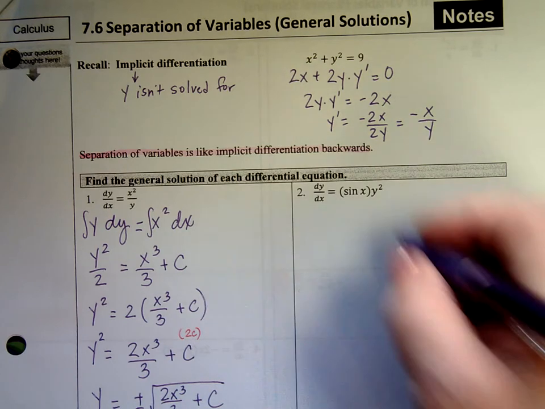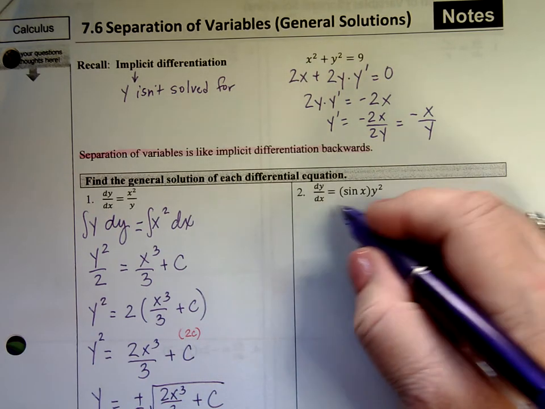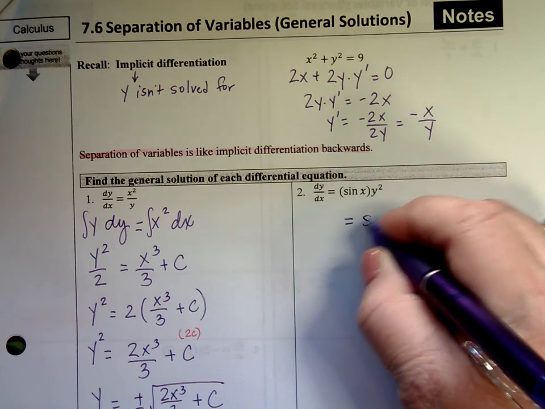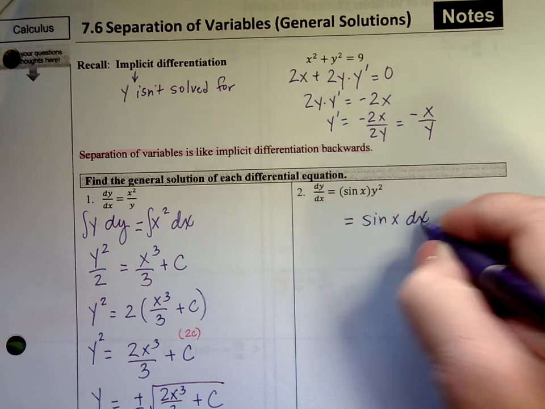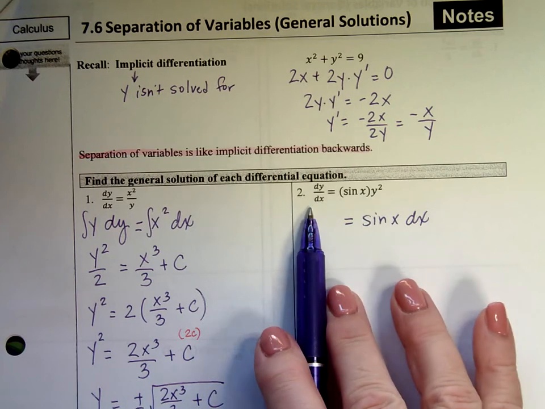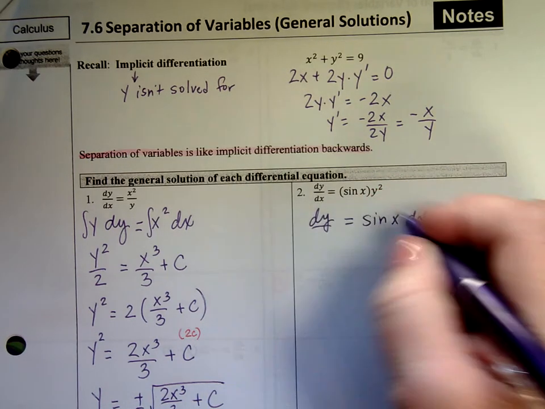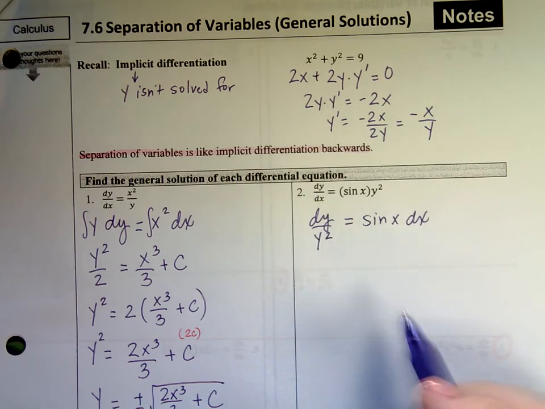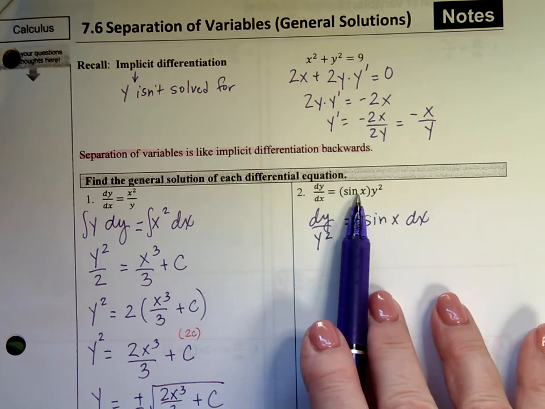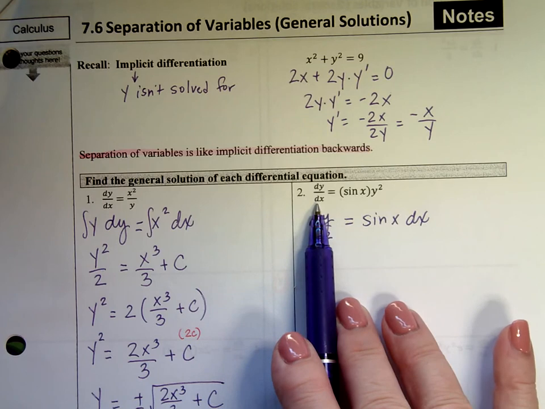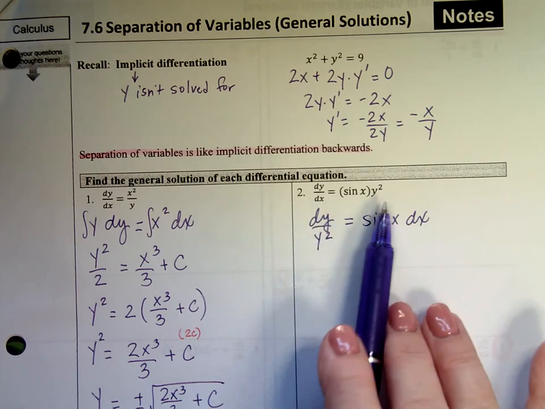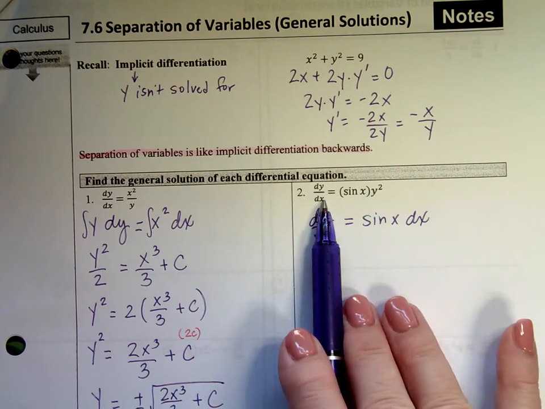So let's do the x side. If I multiply this side, I'll have the sine of x dx. To get this y to the left, I have to divide by it. So that's going to be dy over y squared. Right? So this stayed where it was because it's already on the right. I want this to come to the right, so I'm going to multiply. This one has to come to the left, and I'm going to divide.